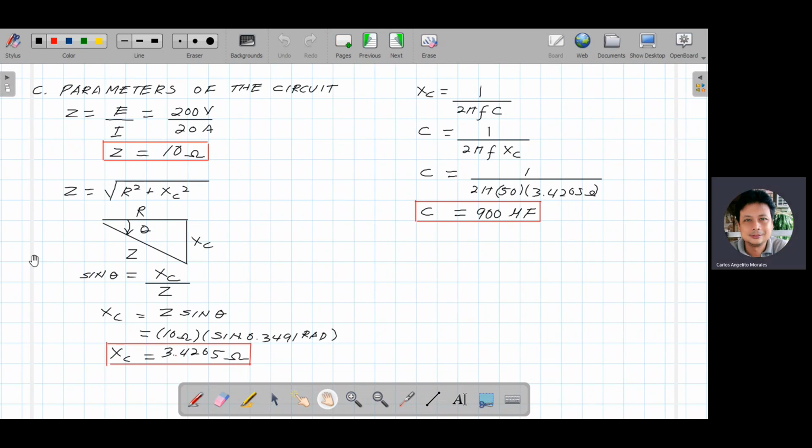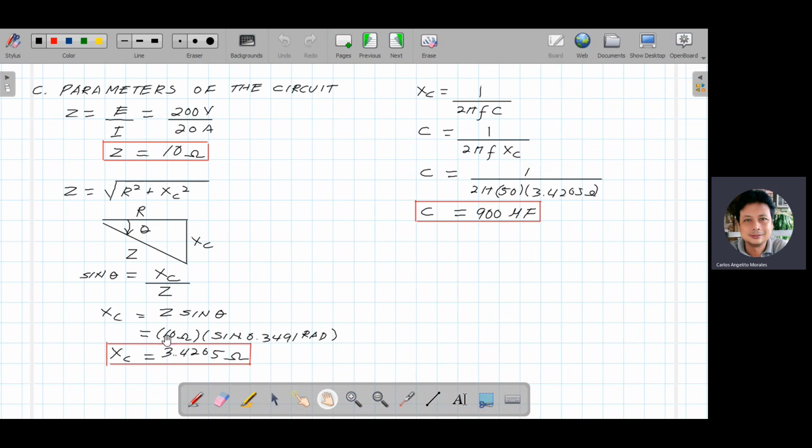Parameters of the circuit. Ano-ano ba yung mga parameters? Impedance. E over I, 240 volts divided by 20 amperes, 12 ohms. Yung impedance triangle, ito yung formula. So, X sub C is the impedance times sin theta, no? Kasi reactive power to, no? Sin theta.